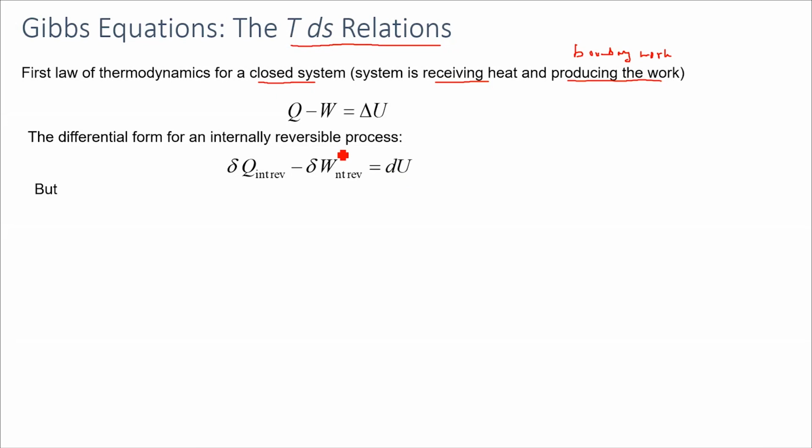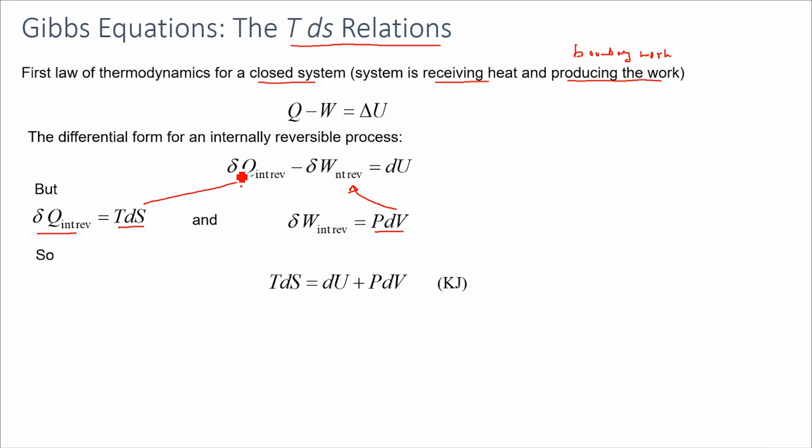Del Q internally reversible, you know the relationship, is TdS, and work internally reversible, boundary work, if you remember, is defined as PdV. The boundary work is being defined by PdV. If we incorporate this expression over here and the TdS expression over here, we have essentially an expression which says TdS is equal to change in internal energy plus PdV. This is the first relationship in terms of kilojoules.